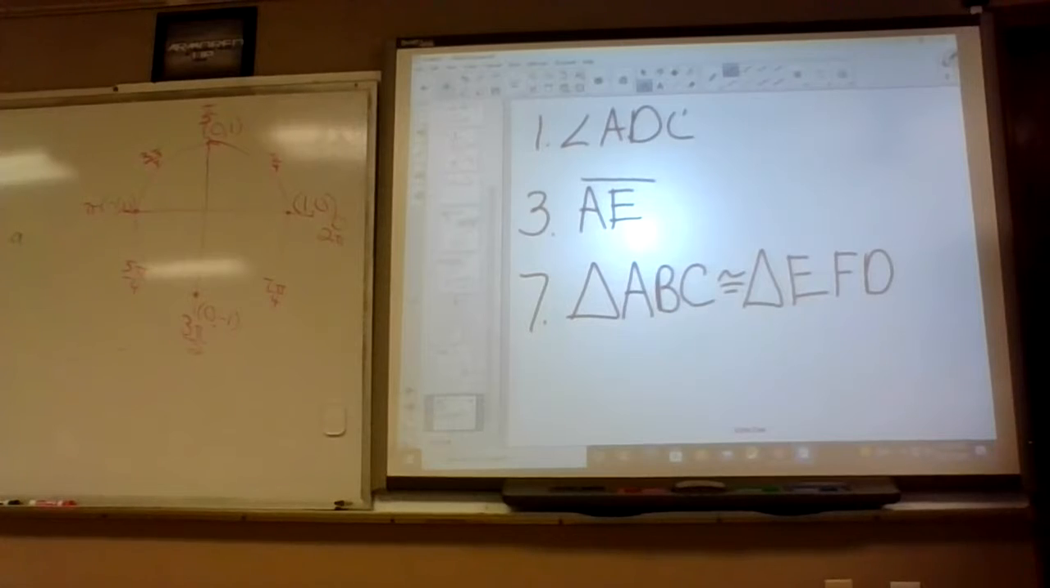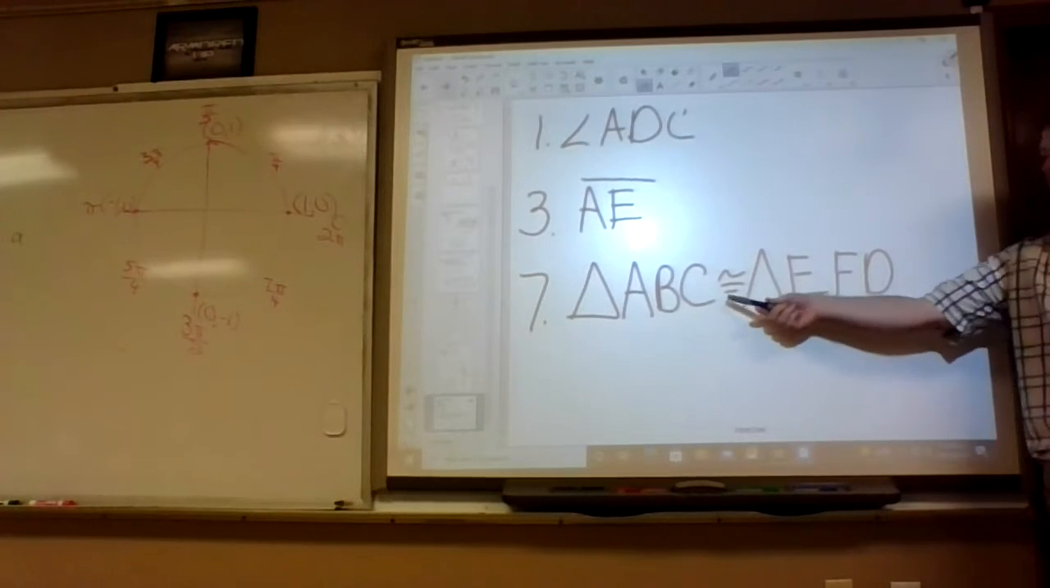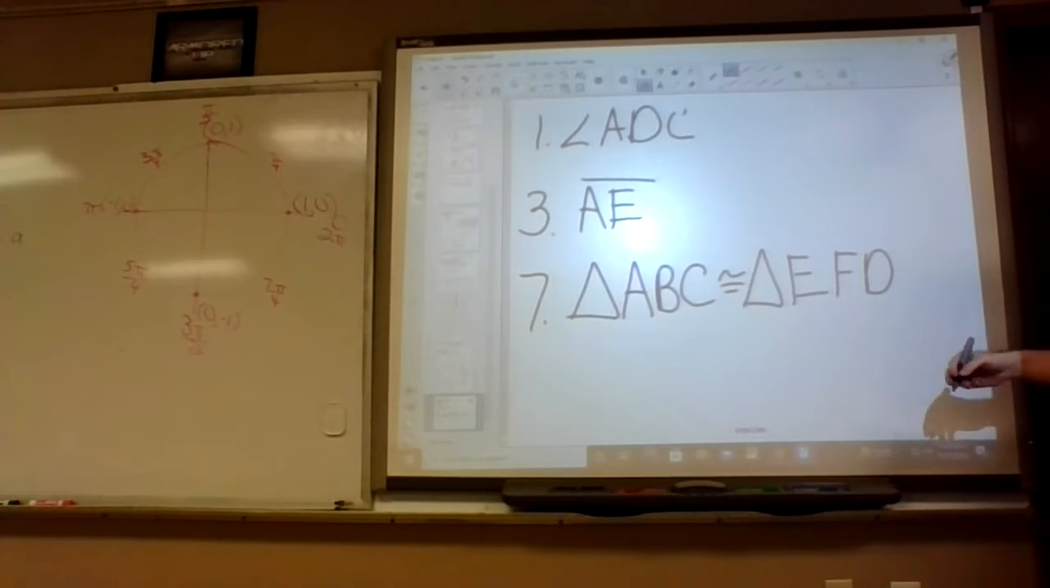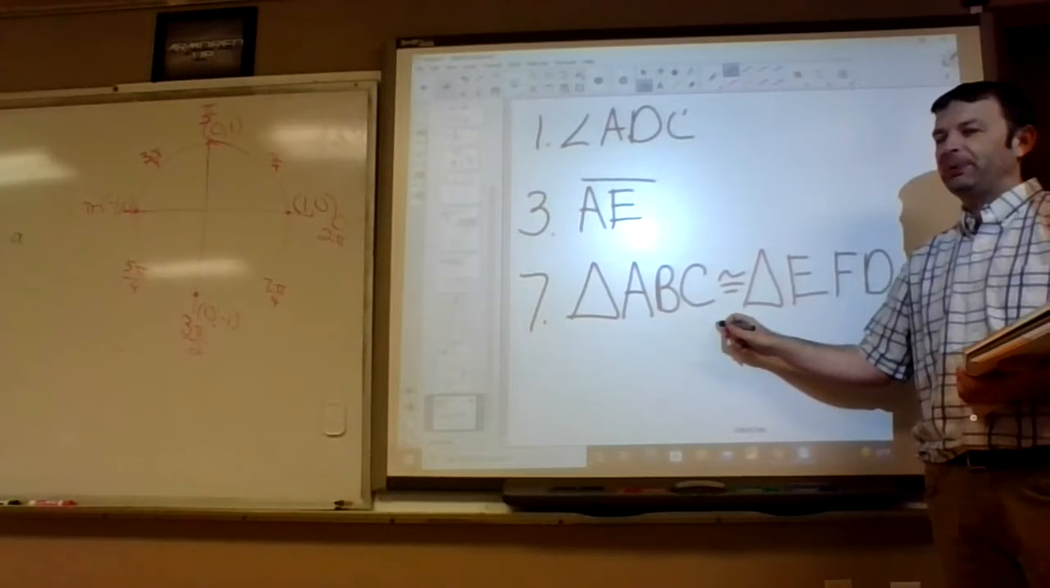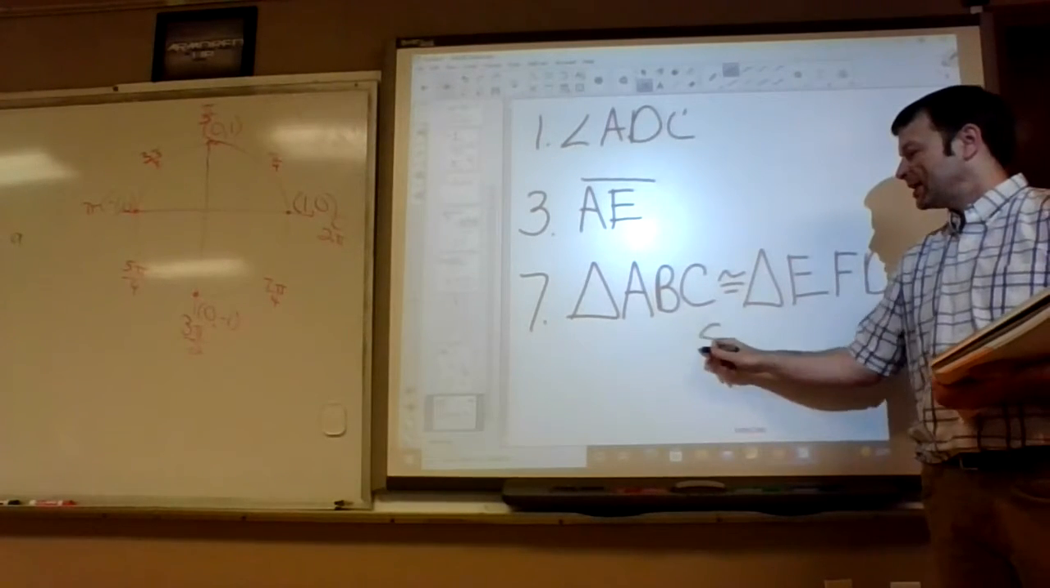So notice it's not in alphabetical order. ABC is, but this one's not. All right, and then how did we know that? What theorem postulate did we use? SAS, side angle side.